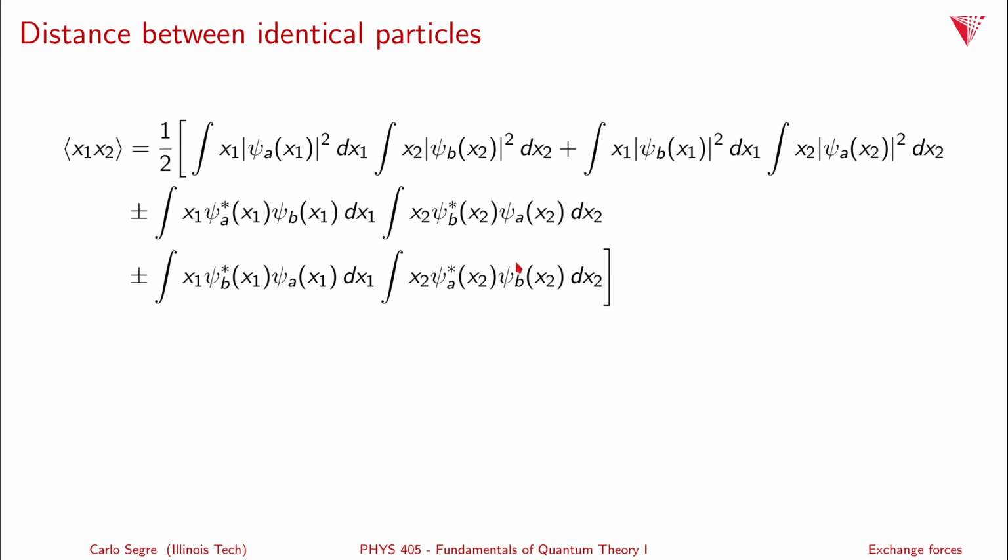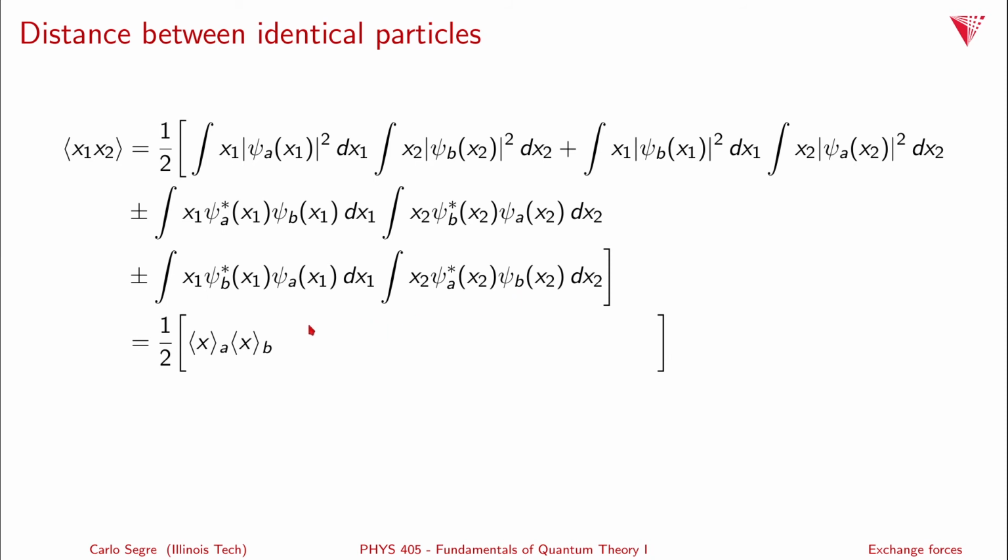Now clearly these are going to be the expectation value of x1 in state A, this is the expectation value of x in state B. Similarly, the expectation value of x in state B, the expectation value of x in state A. So these two terms will give us the same. These terms, however, are not necessarily 0. And we're going to call them something.